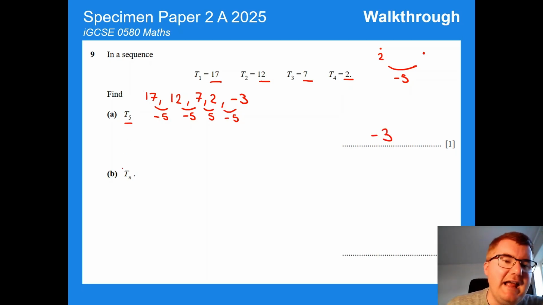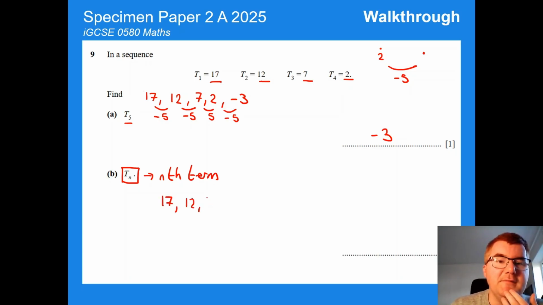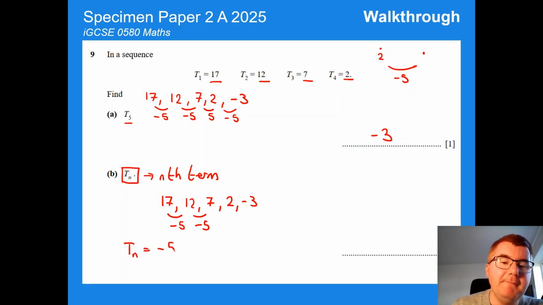Now this Tn here is a little bit strange. This basically just means the nth term. So if you've seen some of my sequences videos, I've gone through this a lot. So if you've got 17, 12, 7, 2, and then minus 3, going down in 5s like we've said before, our nth term here, our Tn, will be minus 5n, so it's an nth term, so we need the n here as well.